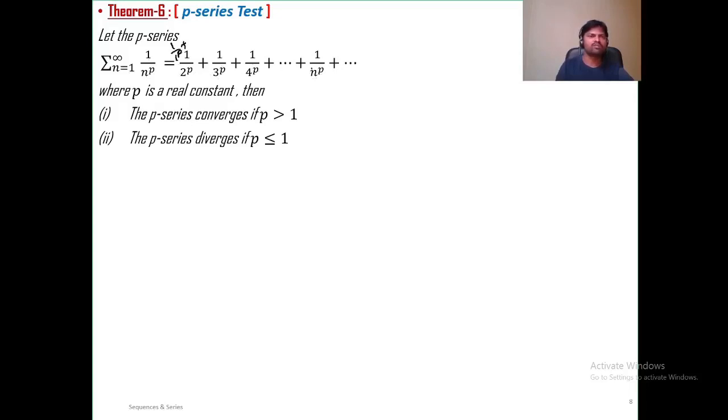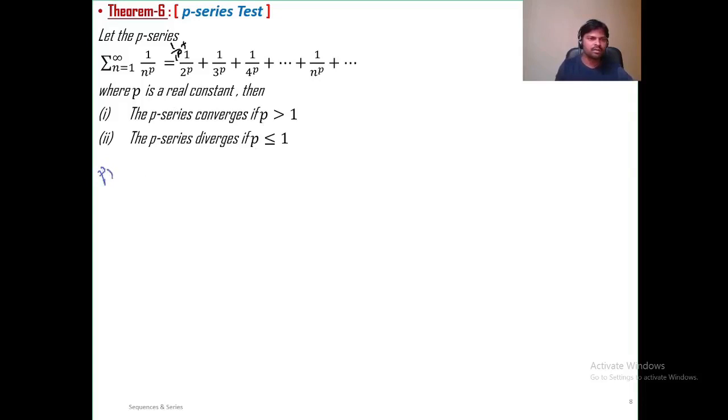How many terms are there? Infinitely many terms. Okay. And in this series, what is p? P is a real constant. And this p-series converges if p is more than 1, and the same p-series diverges if p is less than or equal to 1. So I will give the proof for this.